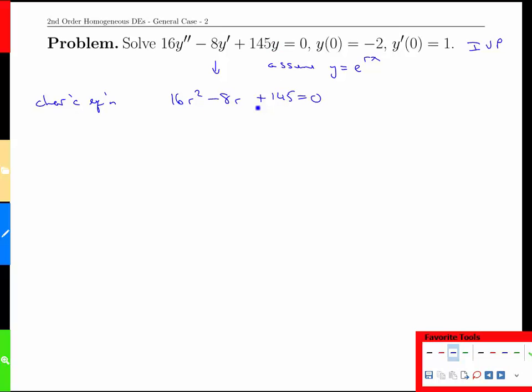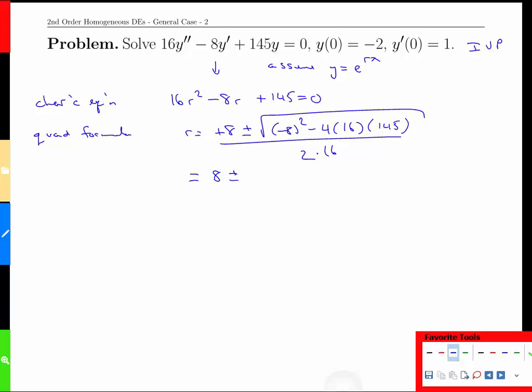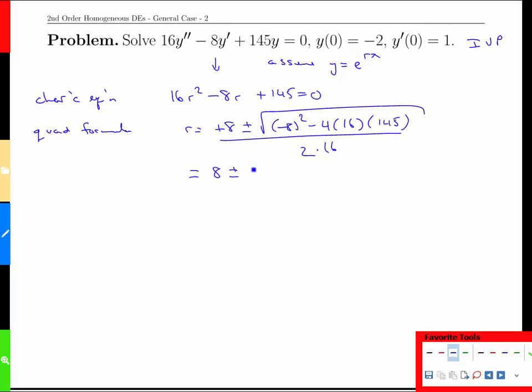Now, no one wants to solve this by hand by trying to factor it manually, so what we're going to do is use the quadratic formula, because we have a nice quadratic. So r is going to equal minus b, so that'll be plus 8, plus or minus the square root of that squared, minus 4 times a times c, which is 145, all over 2 times the leading coefficient, the 16. That boils down to 8 plus or minus, if we work our way through the calculations, the square root of negative 144, all over 2 times 16, which is 32.